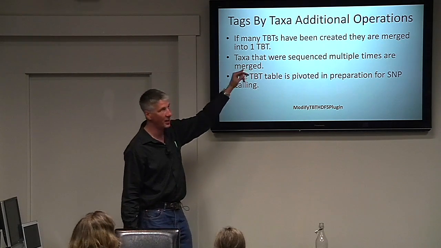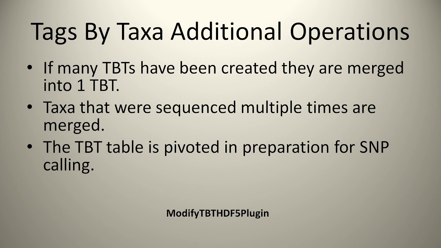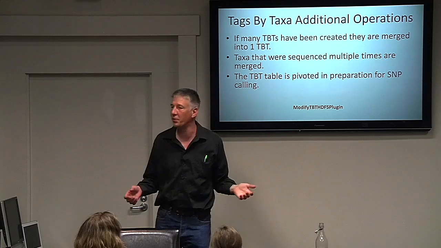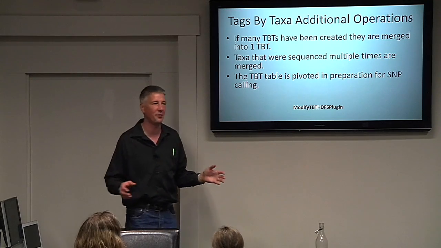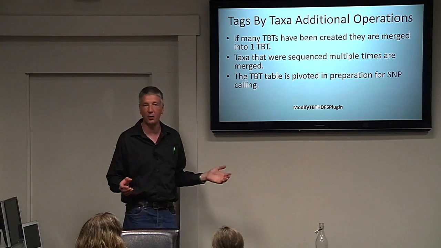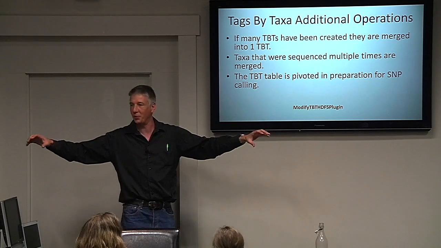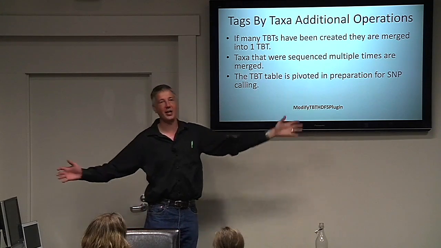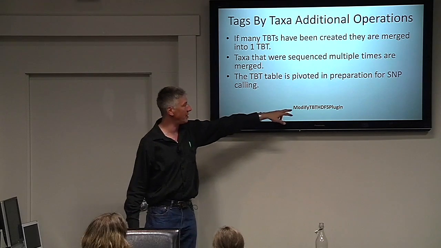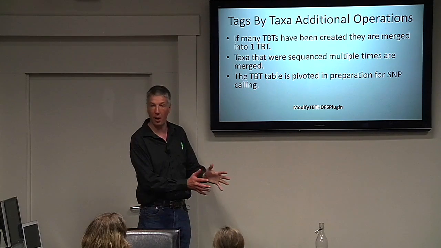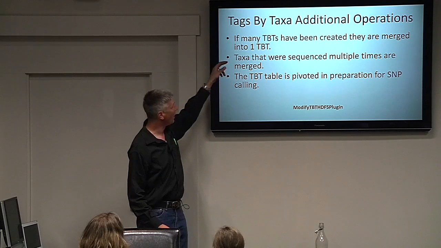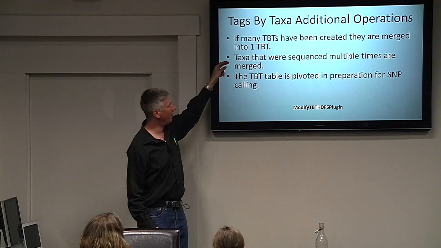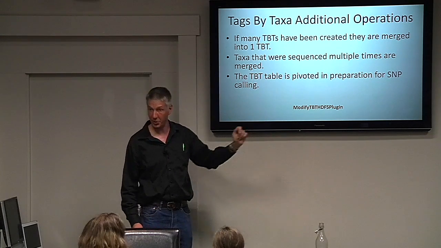The tags by taxa, we do additional operations on this file. If you're running a large project and you're having, let's say, well, I had 300 flow cells worth of data, right? 300 lanes of data, 300 data files. In order to get anything done in a reasonable time, you can chunk the jobs up across multiple machines and then create many, many tags by taxa files. Well, that's great, but you've got to get them all together. So this modified TBT HDF5 plugin, one of the things it'll do is merge a bunch of them together if you've created a bunch. This is a step at which you can merge taxa that were sequenced multiple times that Katie was discussing before.